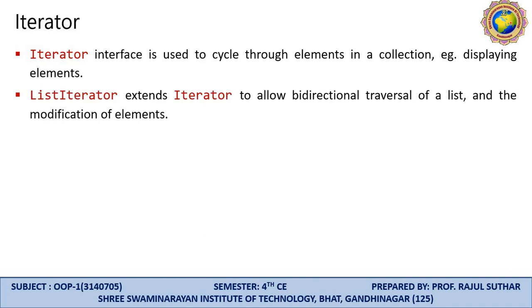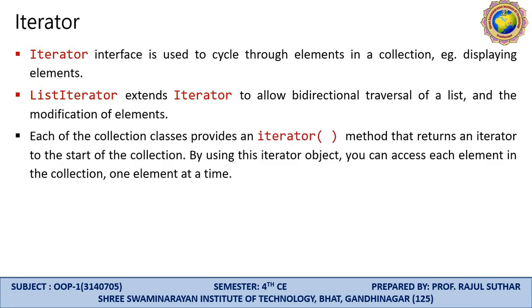ListIterator extends Iterator to allow bidirectional traversal of a list and the modification of elements. Each of the collection classes provides an iterator method that returns an iterator to the start of the collection. By using the iterator object, you can access each element in the collection, one element at a time. So how can we perform this by using Java?